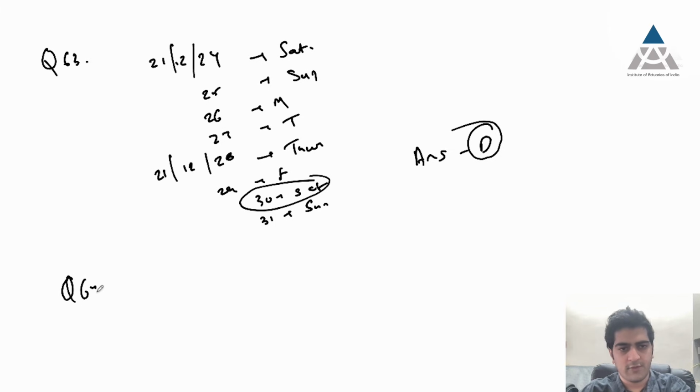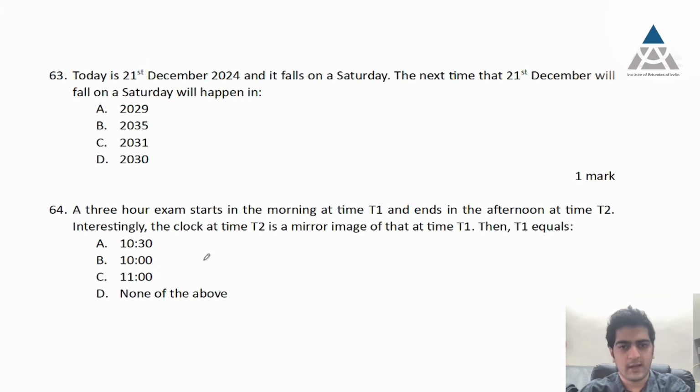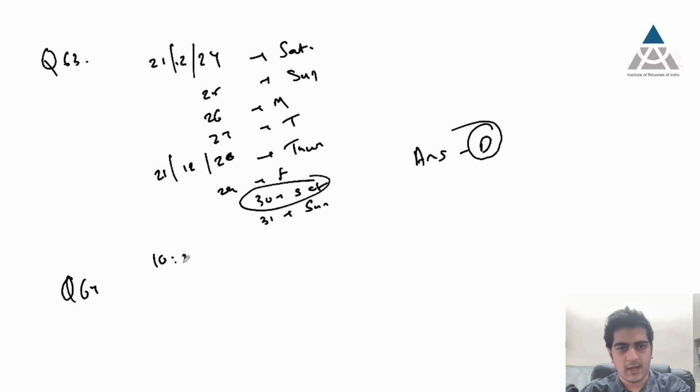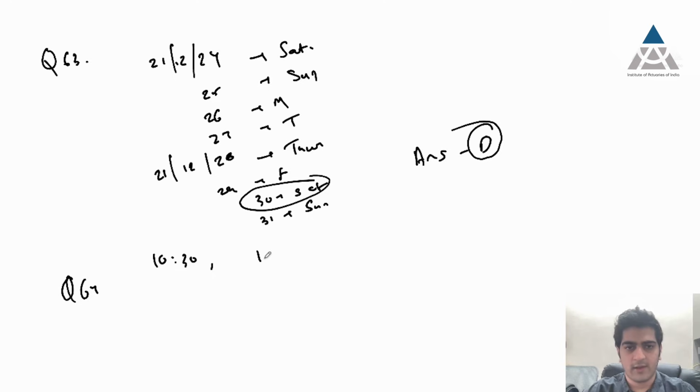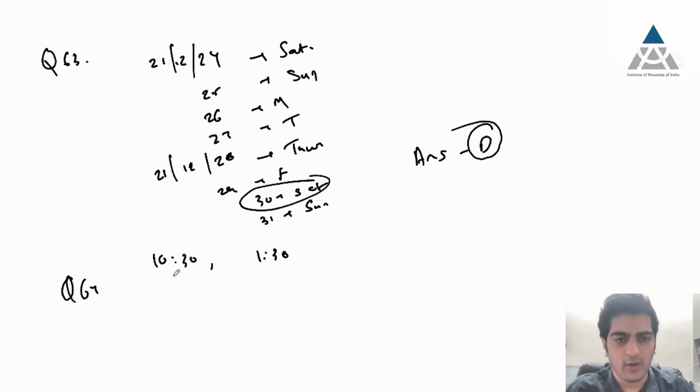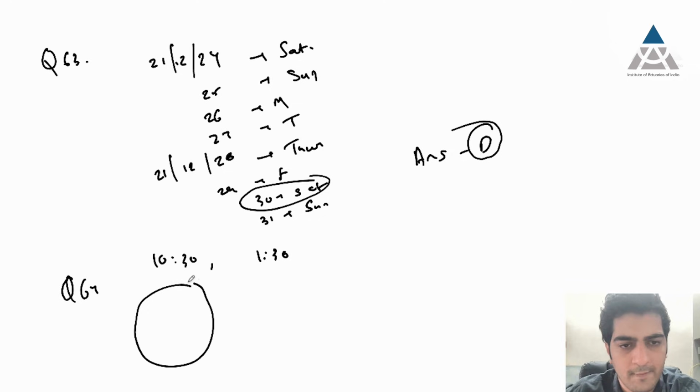Okay. So question 64, let's try to draw the clocks. At 10:30, if 10:30 was T1, that means your exam is getting over after 3 hours, which means 11:30, 12:30 and 1:30. How does the clock look at 10:30? So obviously you will have your hour between 10 and 11. So 10 would be here, 11 would be here, 12 would be here, and the hour hand will be between 10 and 11, exactly in between, because it is 30, your minute hand will be at 6 and the seconds will definitely be at 12.